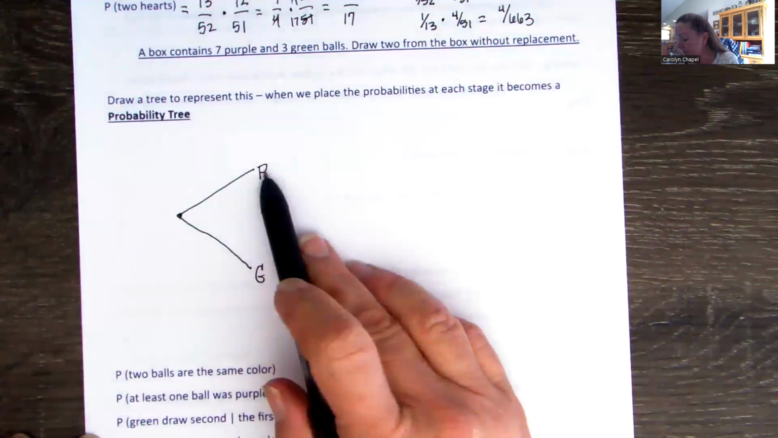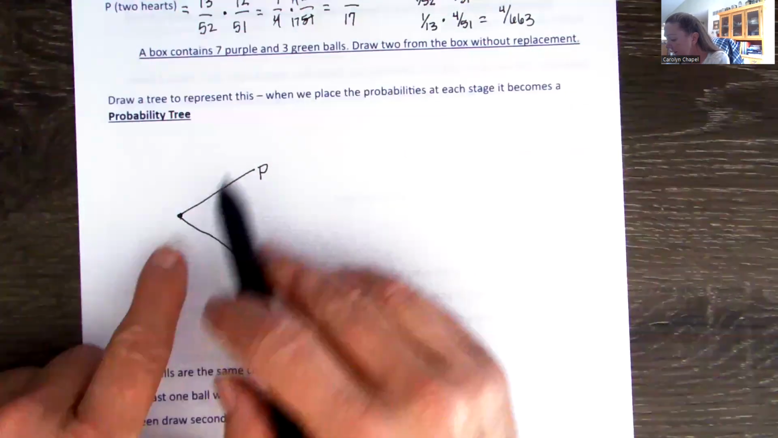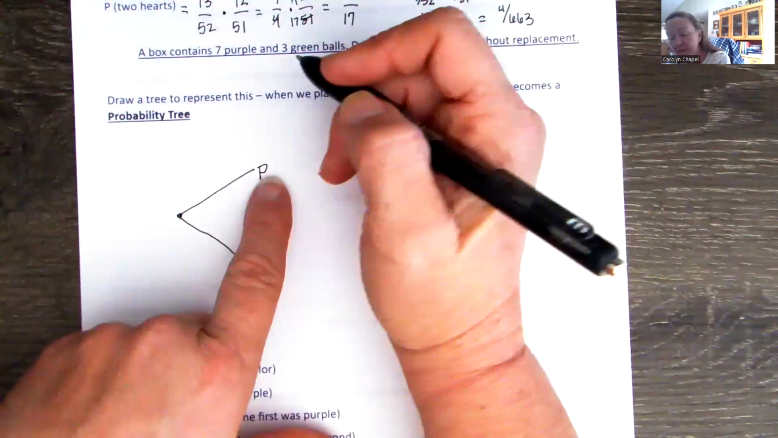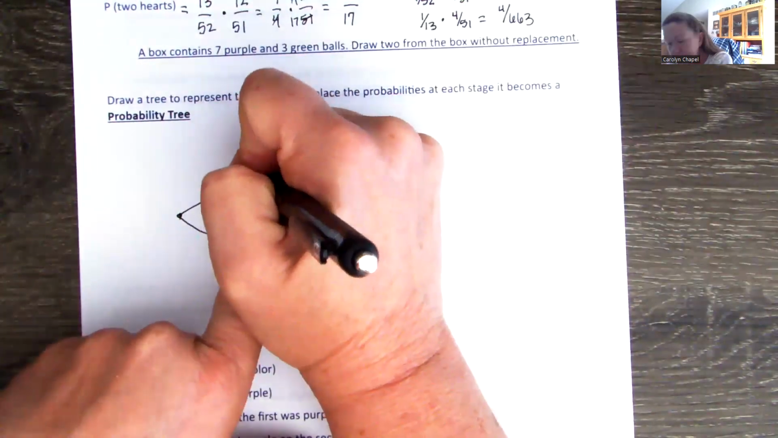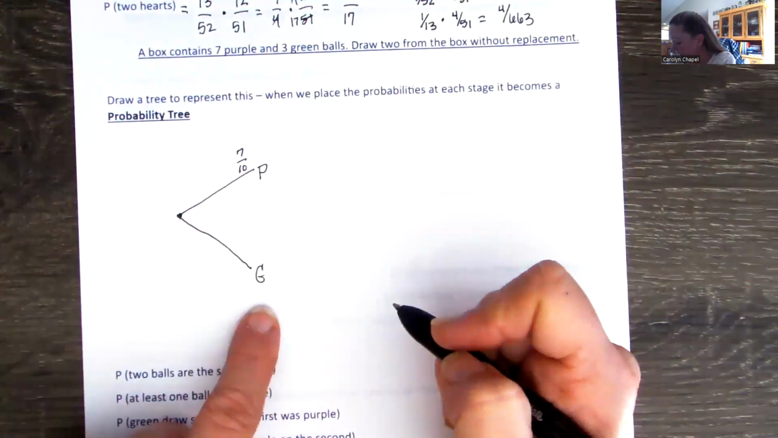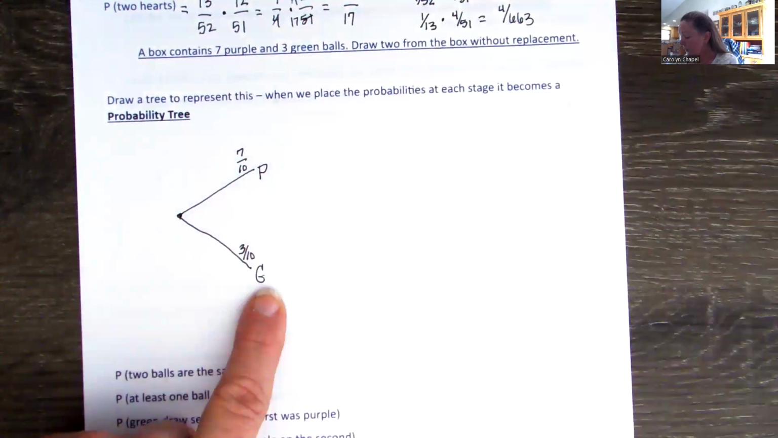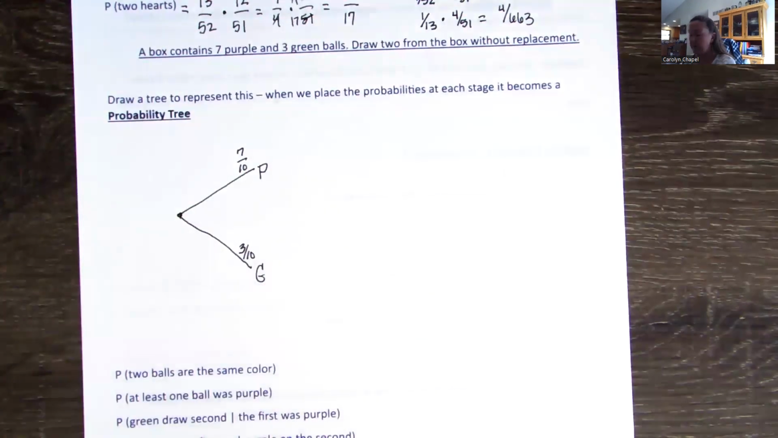I'm going to put the probabilities in at each stage. This will turn it into a probability tree. So we had 7 purple and 3 green, which means the probability of getting a purple at this stage was 7 out of 10. Probability of getting a green is 3 out of 10. Notice adding these together gives me 1. The sum of all of our probabilities will add up to 1.